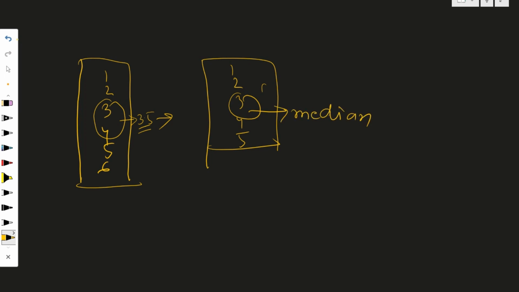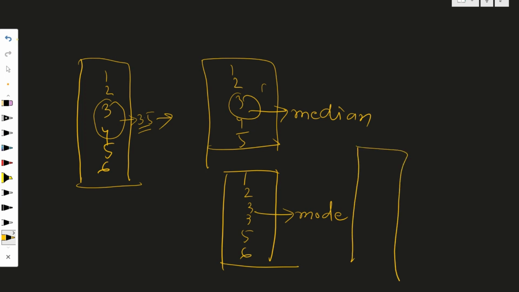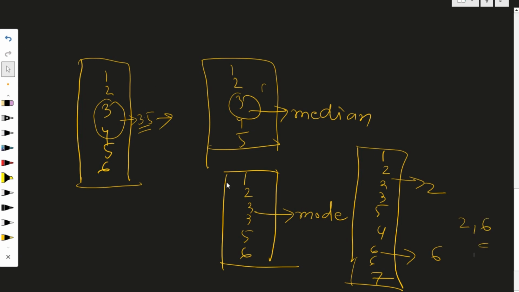Now, what is mode? Mode is nothing but the most frequently appeared data point in our data set. Suppose 1, 2, 3, 3, 5, 6. So 3 is the mode. Okay. Now one more thing, when we have multiple repeated values within a data set, suppose in this case 1, 2, 2, 3, 5, 4, 6, 6, 7. In this case the mode will be 2, and again the mode will be 6. So we will be having two modes, 2 and 6. Okay, so the mode is the most appeared value within the data set.